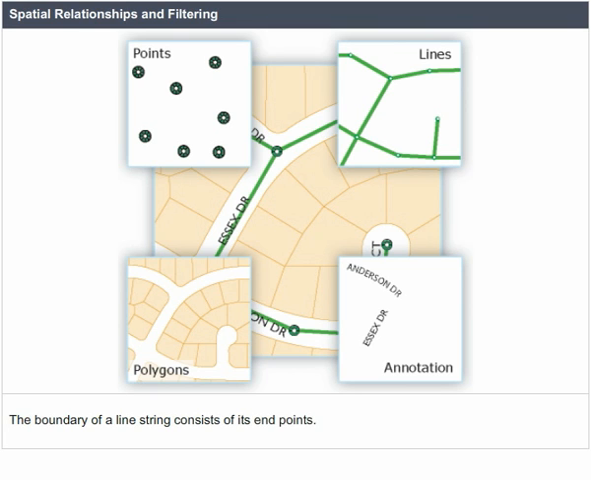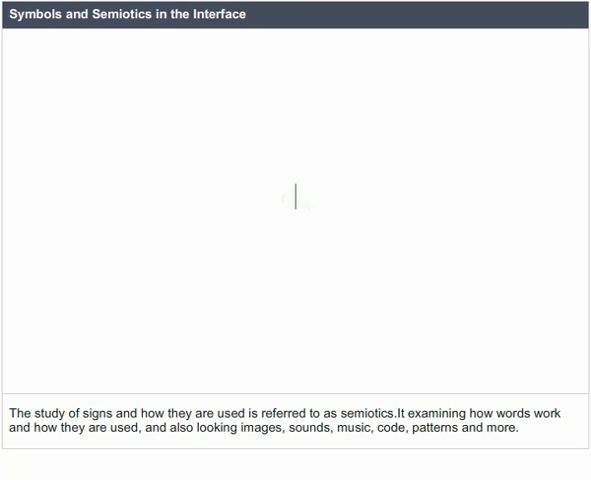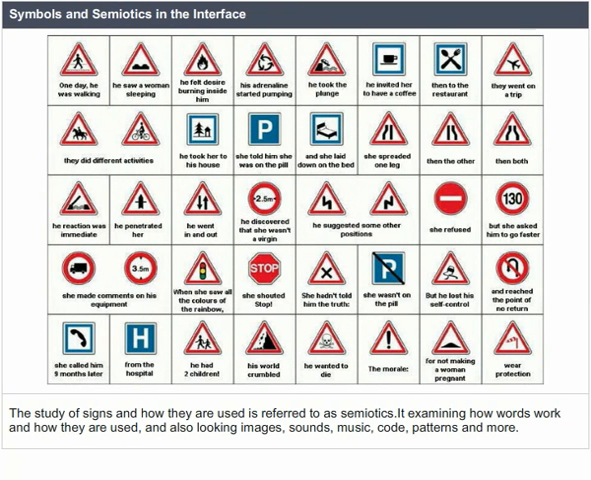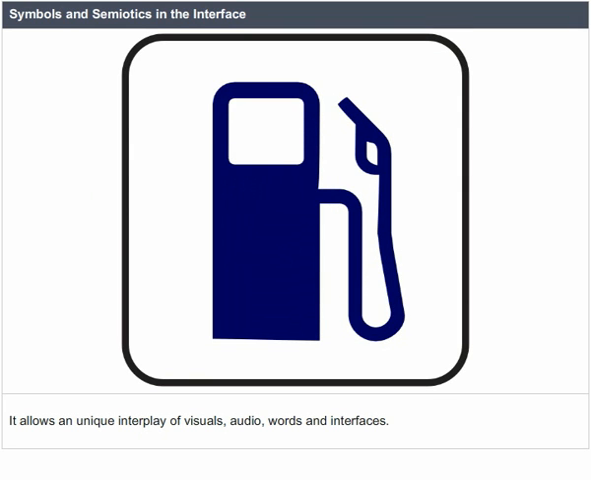Symbols and semiotics in the surface. The study of signs and how they are used is referred to as semiotics. It examines how words work and how they are used, and also looks at images, sounds, music, code, patterns, and more. It allows a unique interplay of visuals, audio, words, and interfaces.